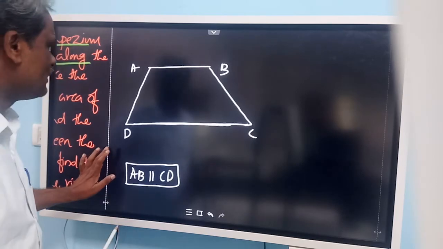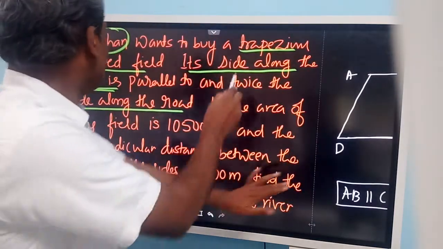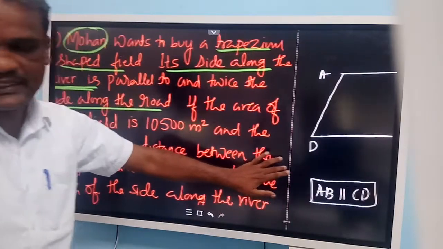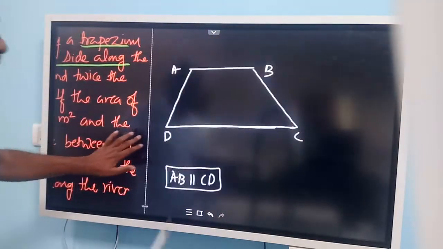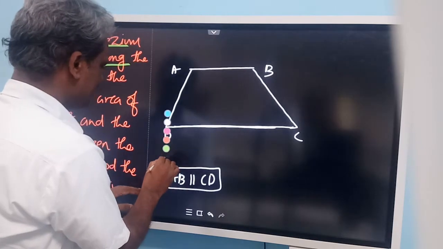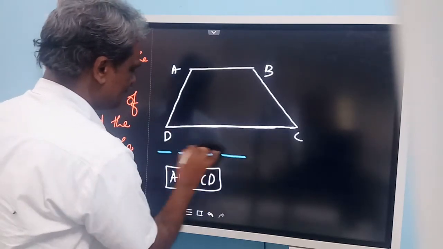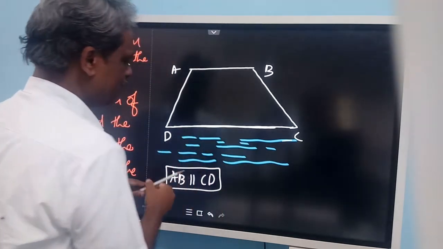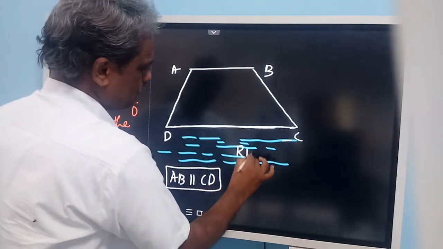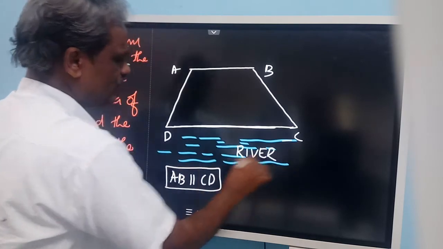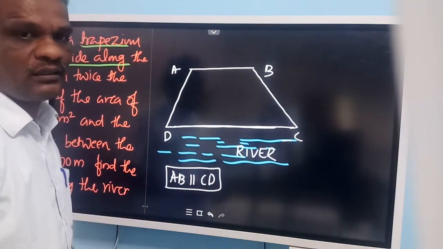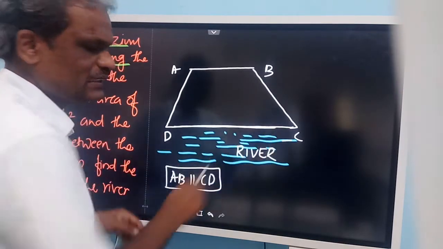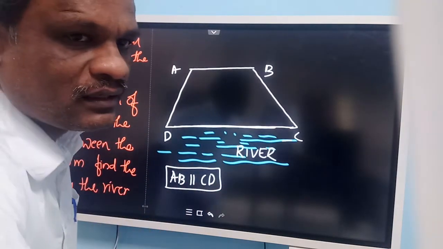Now come back to this one. Here its one side is along the river. It is given. So I will take this side as the river side. This is river. One side is along the river. I am taking this side as river. Then this is the side along with this river. Okay, is it clear to all of you? DC is the side along with the river.